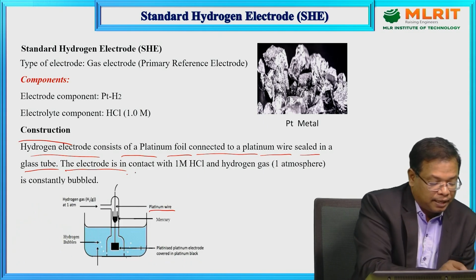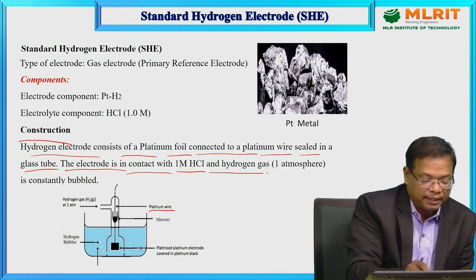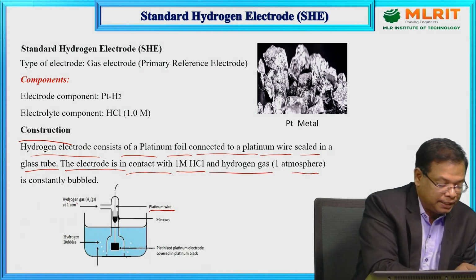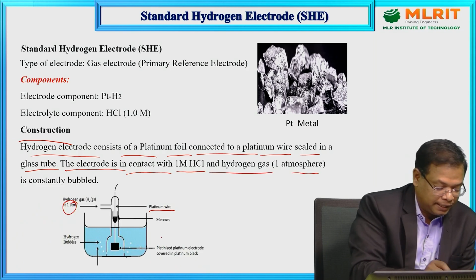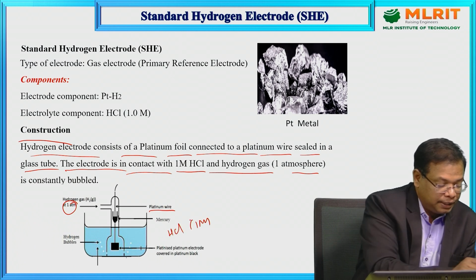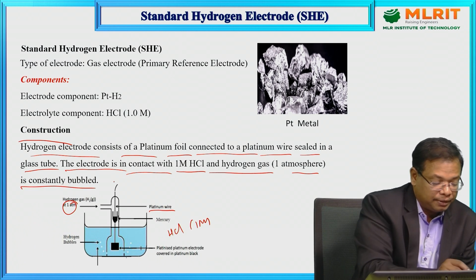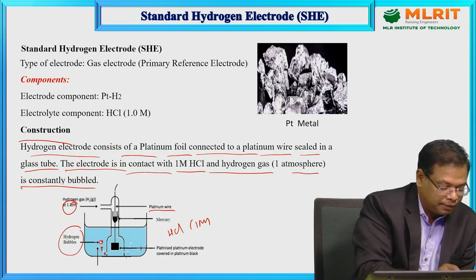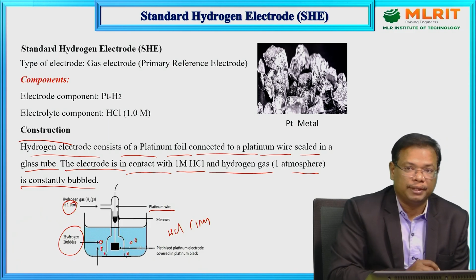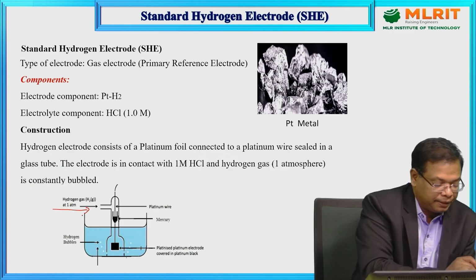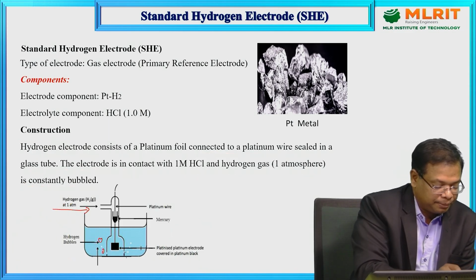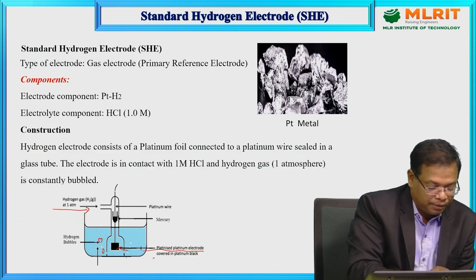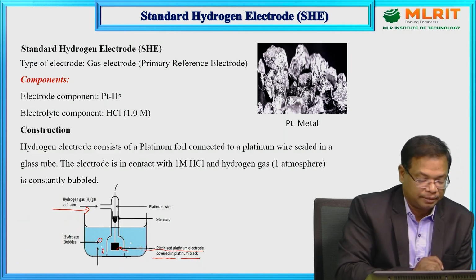The electrode is in contact with 1 molar HCl and hydrogen gas at atmospheric pressure. This HCl is 1 molar. Hydrogen bubbles are constantly bubbled in the instrument. This is the hydrogen pumping, hydrogen bubbles. This is the platinized platinum electrode covered in platinum black, platinum foil.